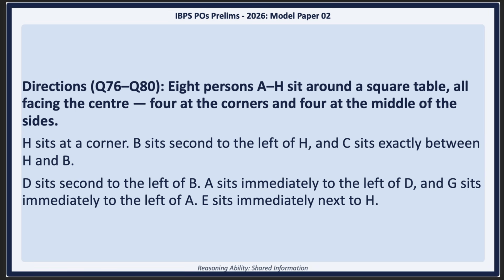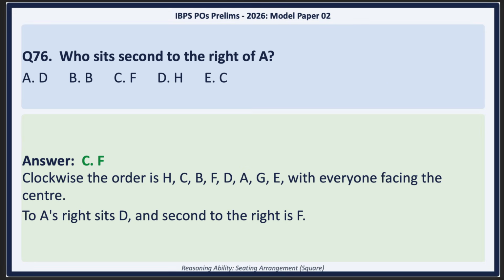Got it. So following the directional clues, like B is second to the left of H and C is between them, we can map the clockwise order starting from H at a corner. And that order goes H, then C, B, F, D, A, G, and finally E. And once that mental map is drawn, the paper just demands you navigate it. So question 76 asks, who sits second to the right of A?